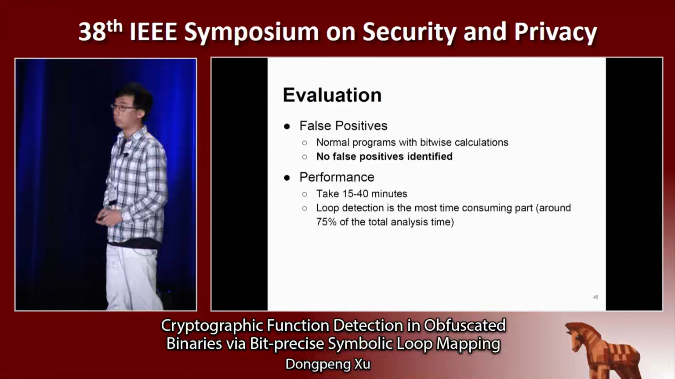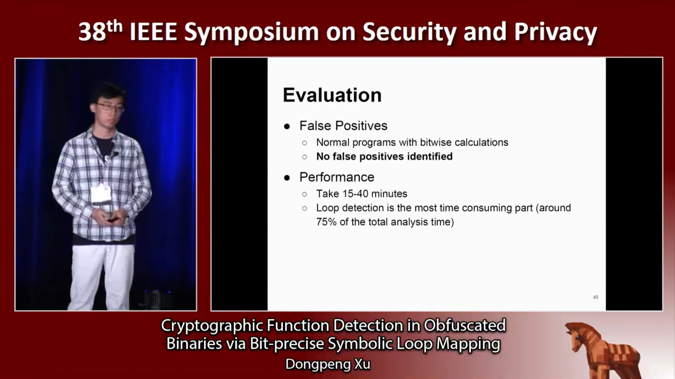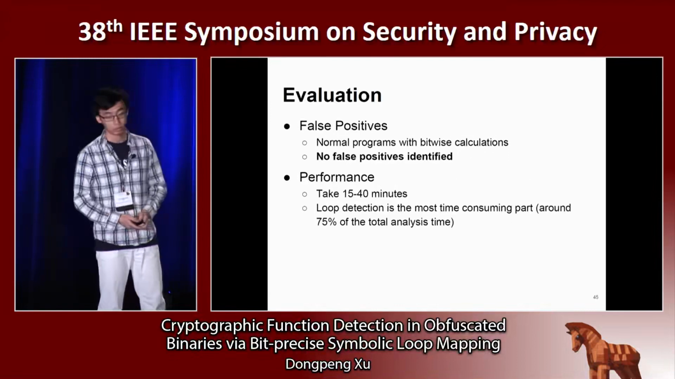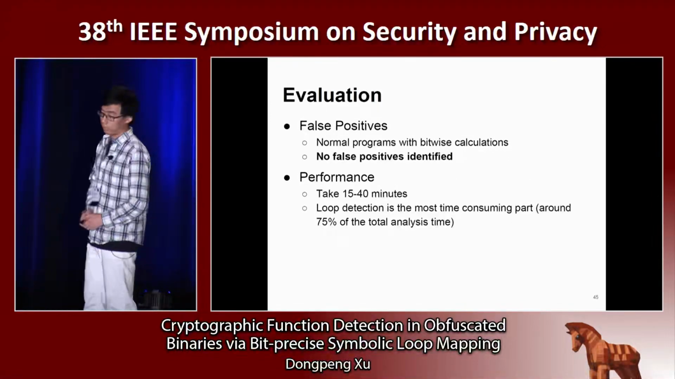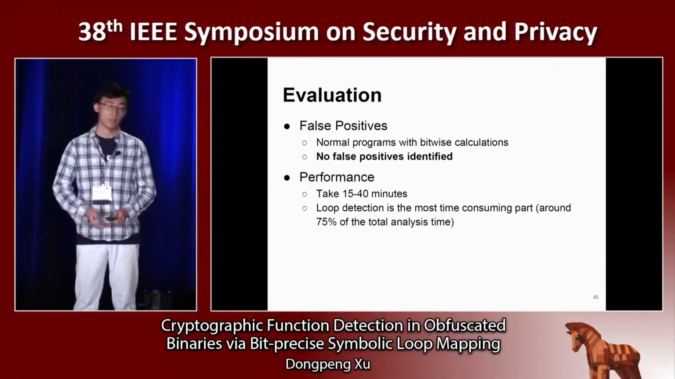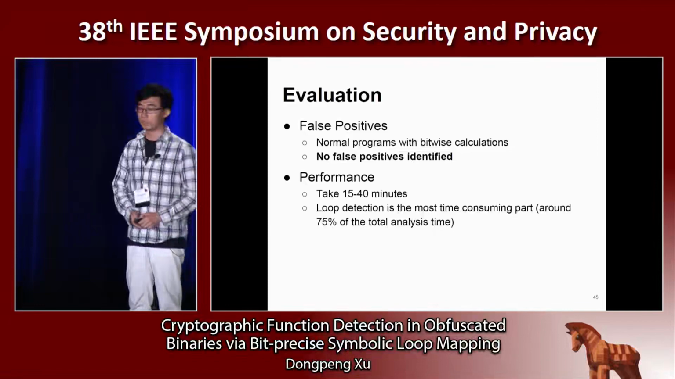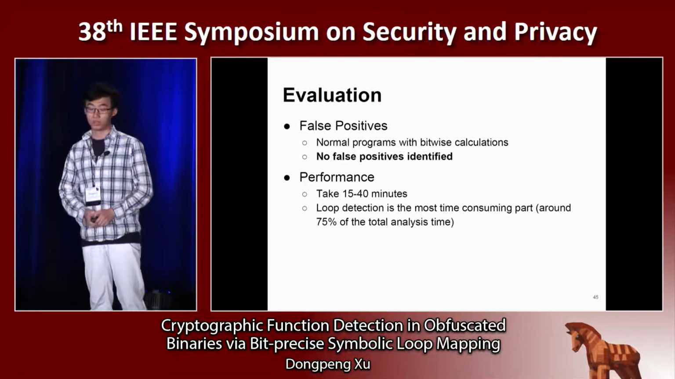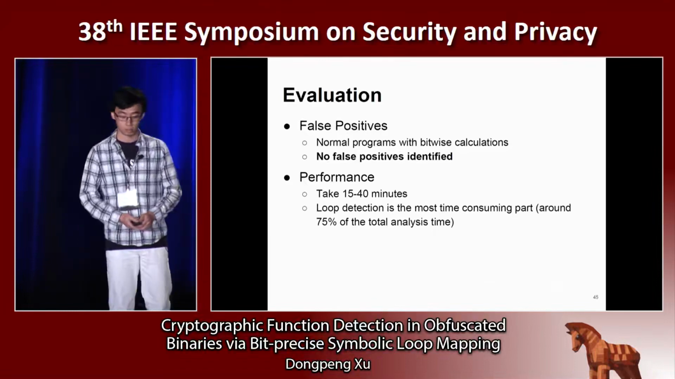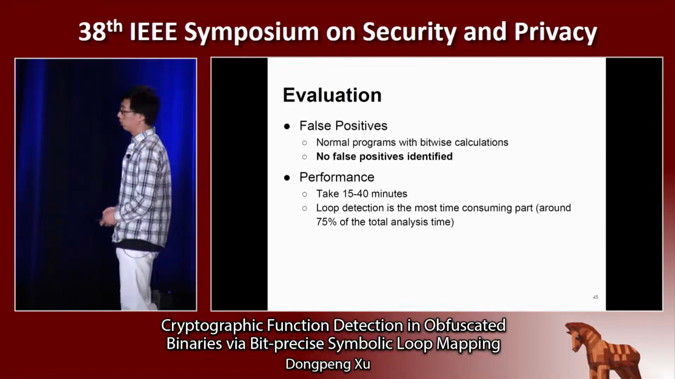The second evaluation is about false positives. We feed some normal programs with heavy bitwise operations into our tool, and there are no false positives identified. And the last evaluation is the performance. Actually, one analysis usually takes like 15 to 40 minutes. And based on our observation, the loop detection is the most time-consuming part.